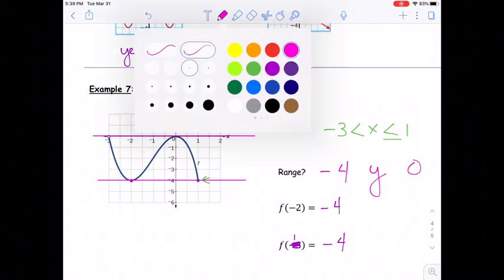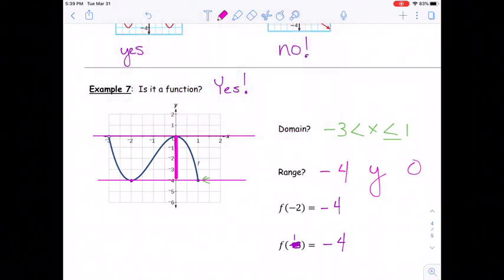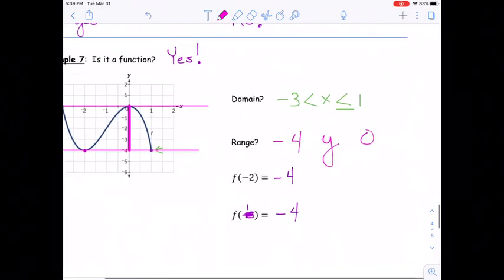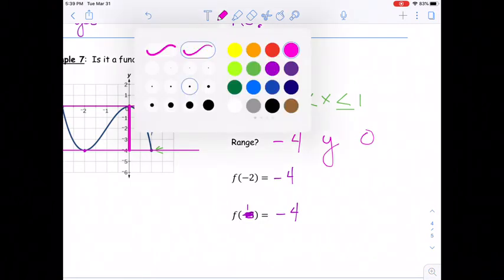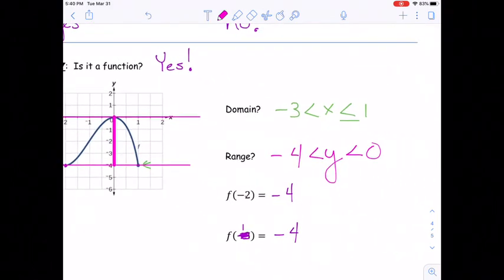Again, this time we're looking at the y-axis, not the x-axis. We're looking at all these numbers from -4 on the bottom to 0 on the top. And then I put in my inequality symbols, my less than. -4 is less than all the numbers in that range, and all the numbers in the range are less than 0.